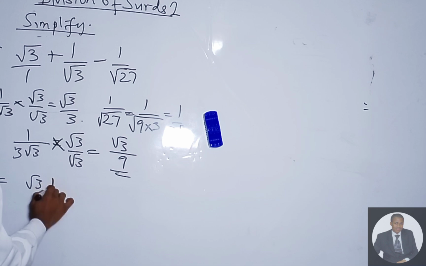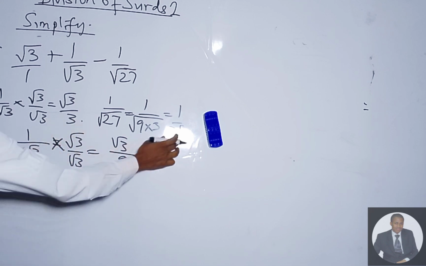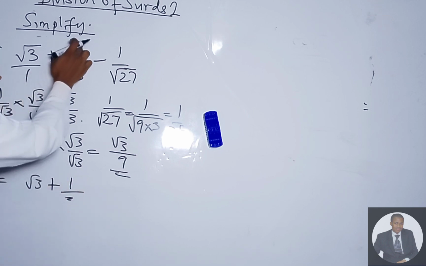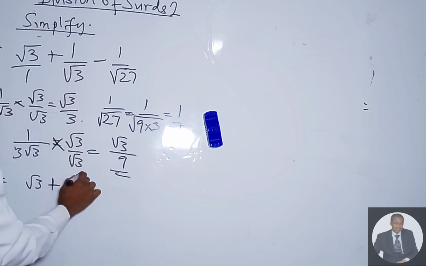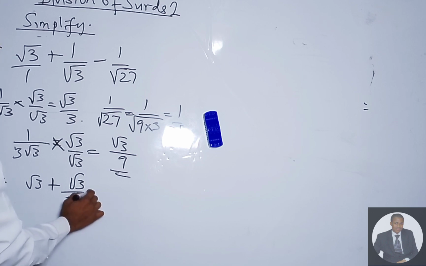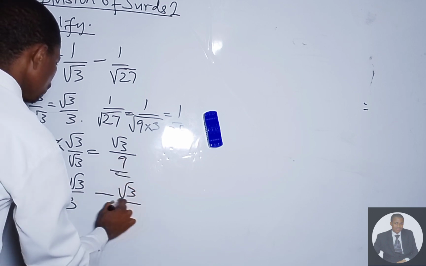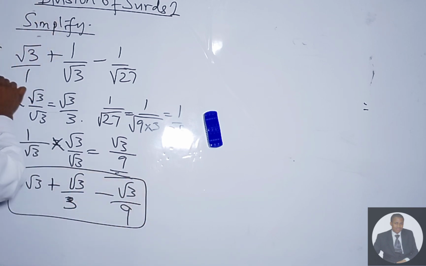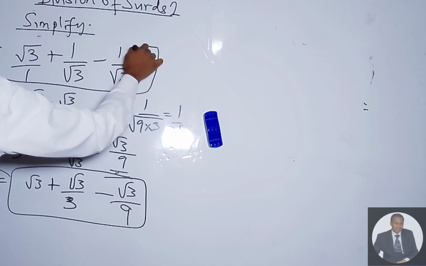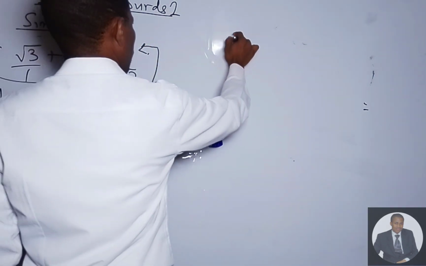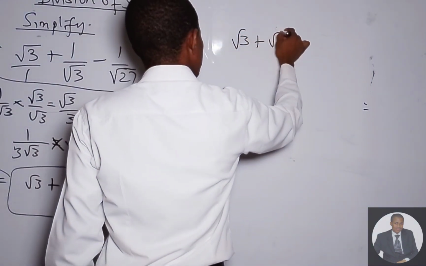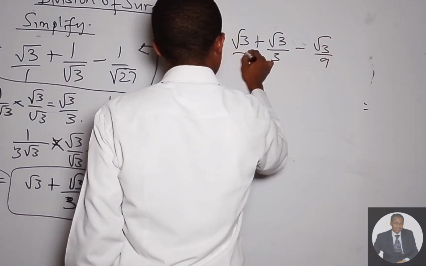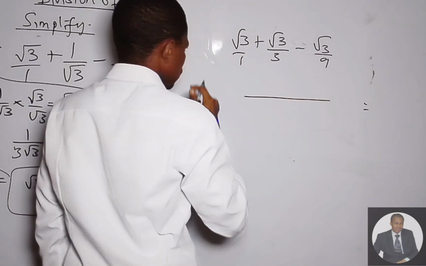So we simplify this question by saying root 3 plus 1 over root 3, which is root 3 over 3, then minus root 3 over 9. This question here is the same as this question here. So we simplify this: root 3 plus root 3 over 3 minus root 3 over 9. What's the lowest common multiple here?